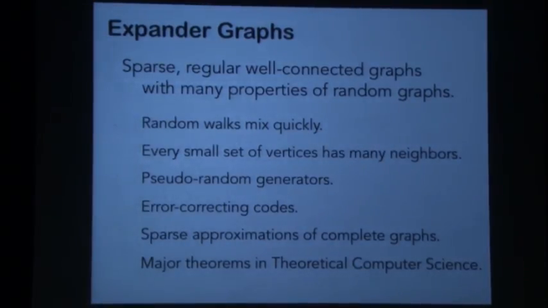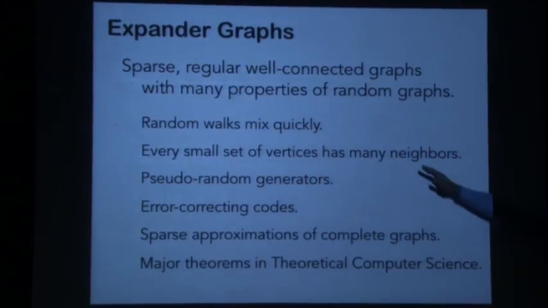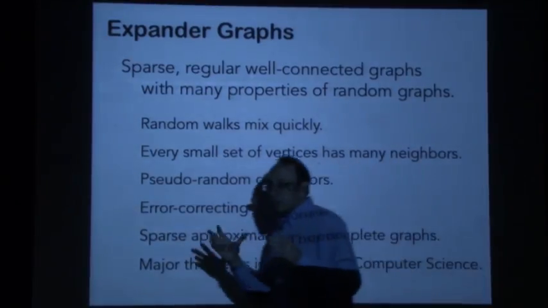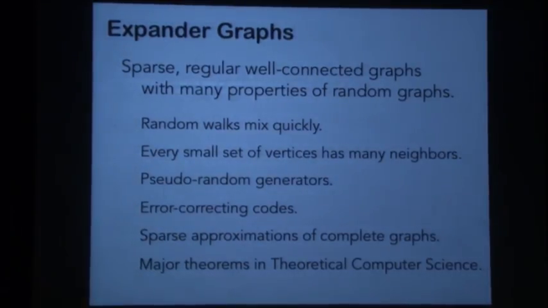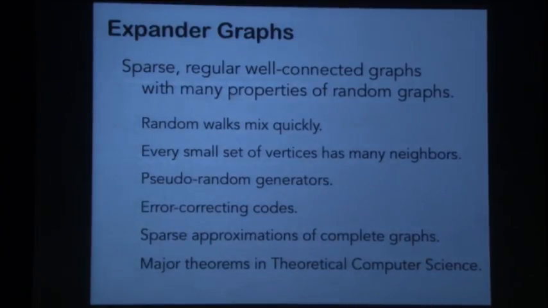They have a lot of properties in common with random graphs if they were sparse. In particular, random walks on them mix quickly, as quickly as possible. We call them expanders because every small set of vertices has a very large number of neighbors. So boundaries are always large for every set, nearly as large as can be. We use them a huge amount within theoretical computer science and engineering. I mean, they're everywhere.